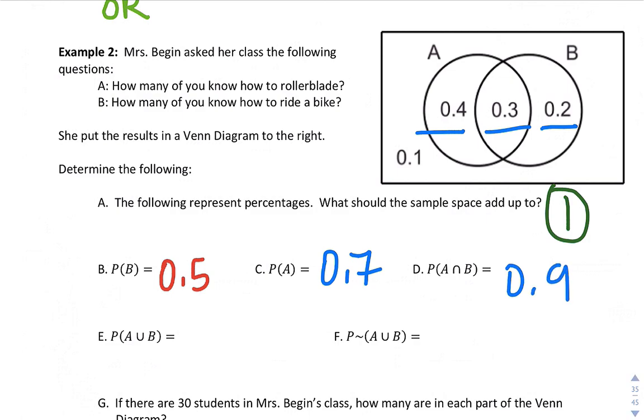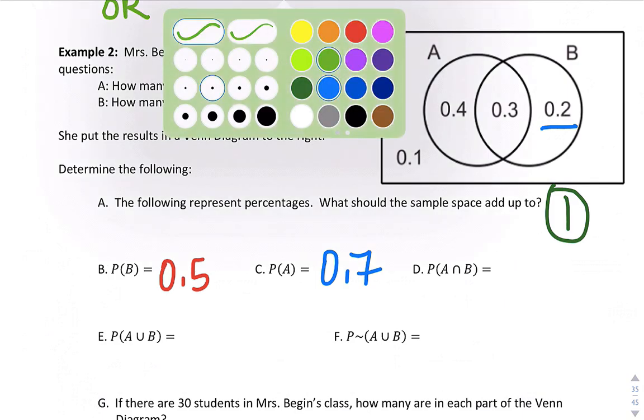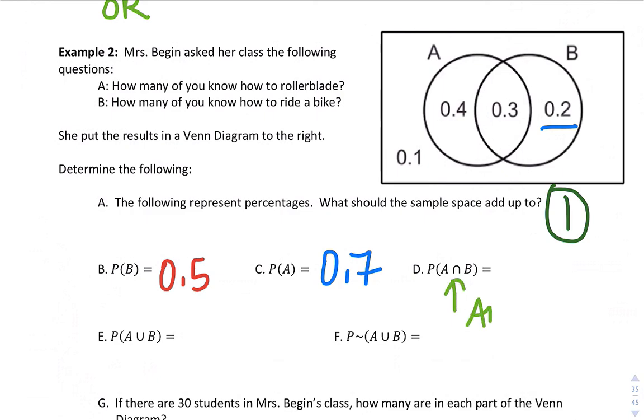I'm sorry, this is and. Erase. Okay, so this is the and symbol. Let's change colors. Okay, so this is and. So how many know how to do both? And means both, and that would just be 30%.